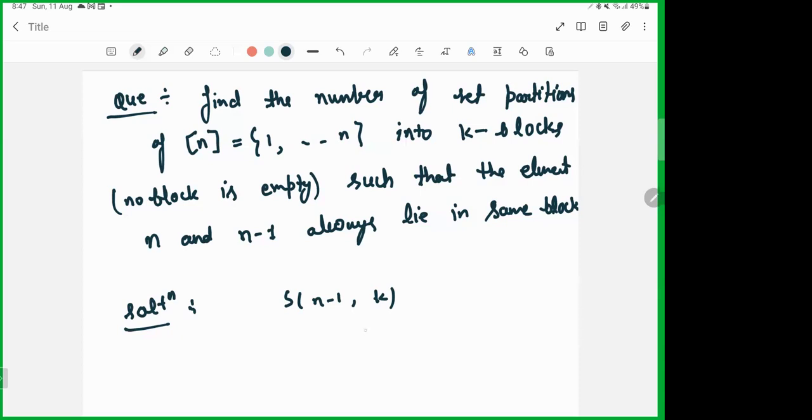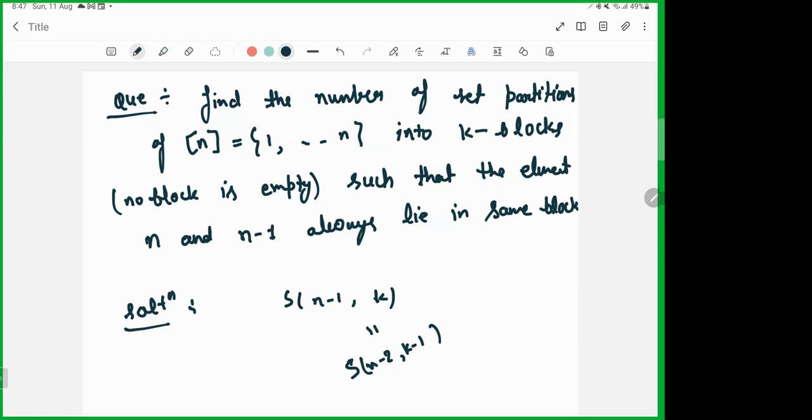So for my computation, I am asking whether they will come as a single block or not. If they come as a single block, that will give you what? S of n minus 2, k minus 1. So if they come as a single block, this is the same thing as an n minus 2 set into k minus 1 blocks. If they don't come as a single block, then what?